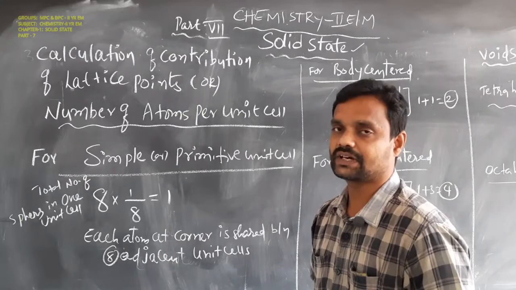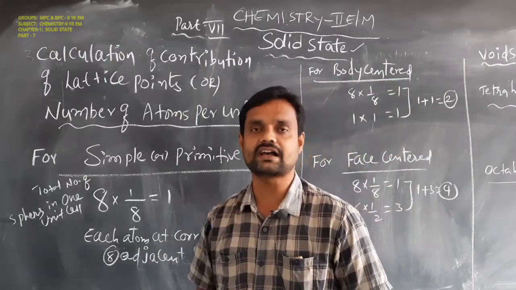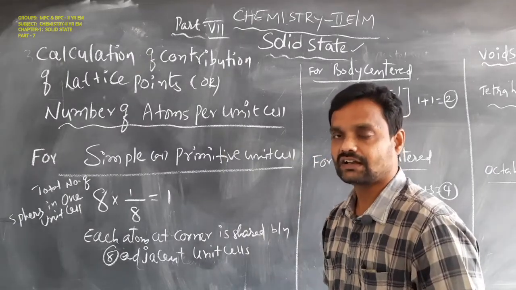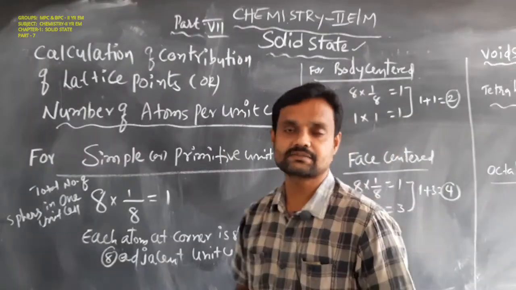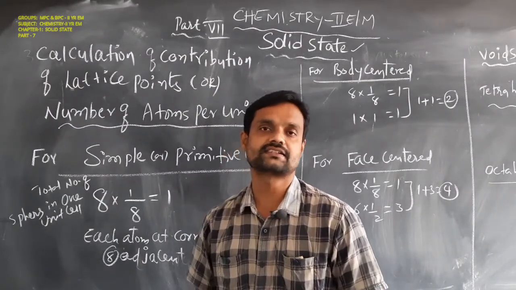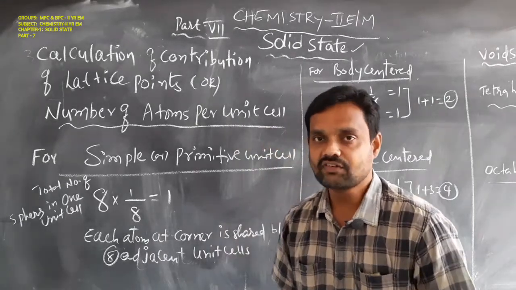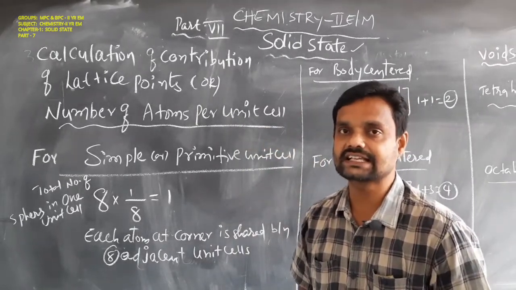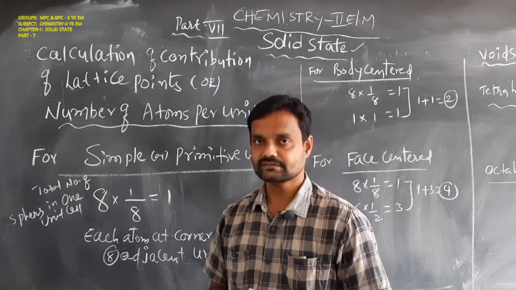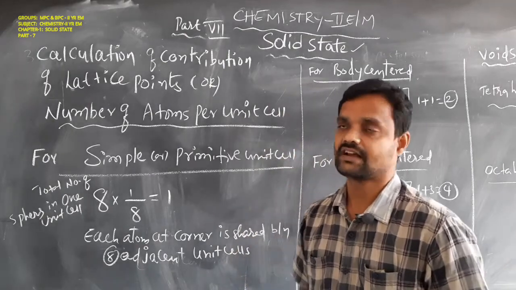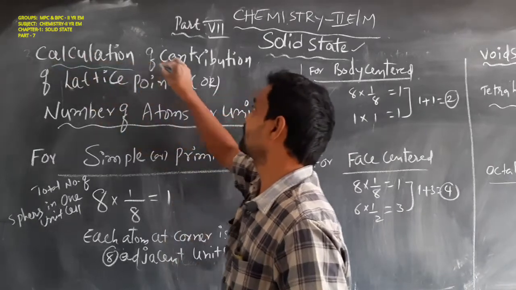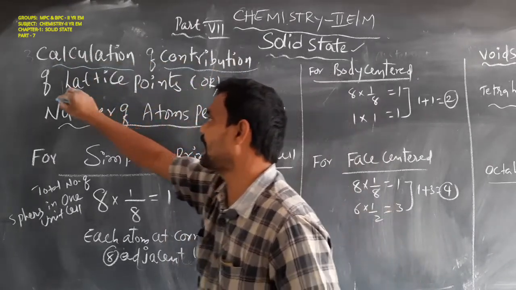How we can remember the 7 crystal systems was already studied in the previous class. And these 7 crystal systems show the 14 Bravais lattices in three dimensional unit cells. So these were already studied in the previous class. Now we can discuss the calculation of contribution of lattice points.